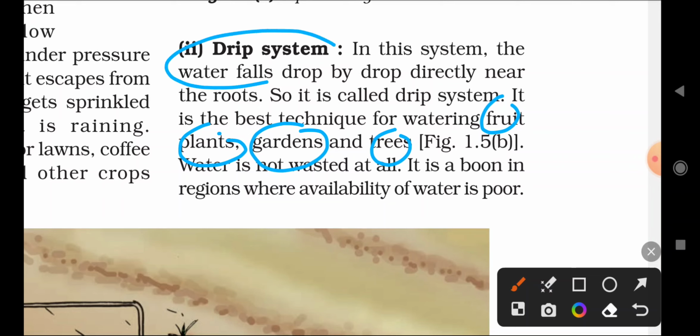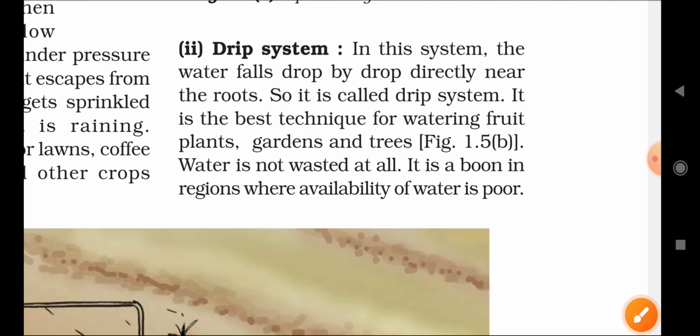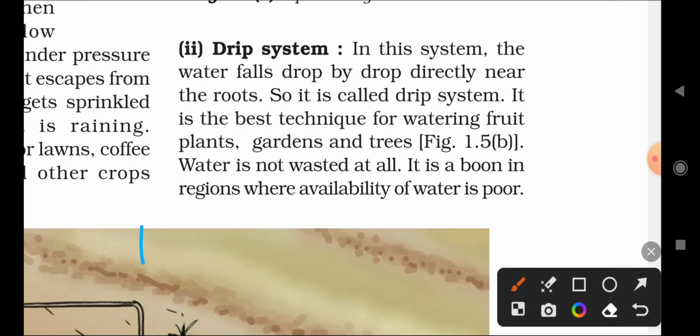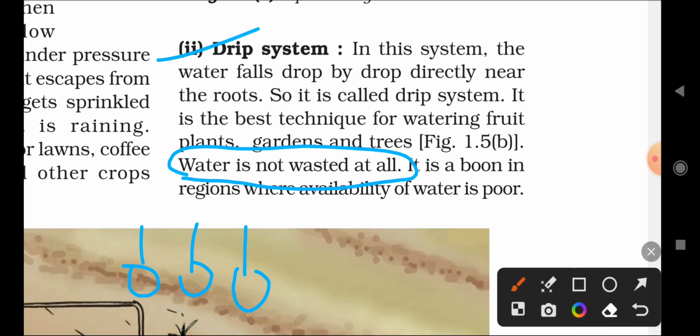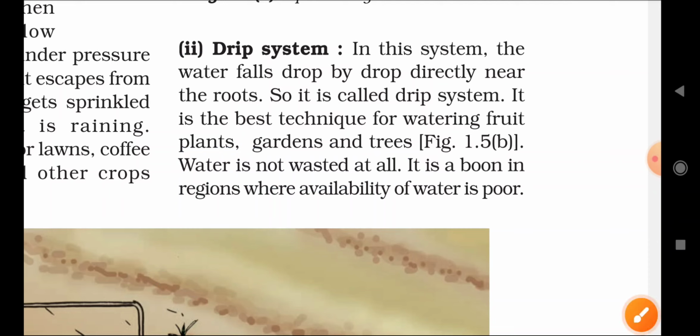Drip irrigation means water is not wasted at all. Why is it not wasted? Because the water is used drop by drop, correct? No excess water is flowing through the pipes, so only drop by drop water is added to the plants, so the plant grows very well. Another important factor is that no water is lost or wasted in the drip system. So it is a boon in a region where the availability of water is poor.